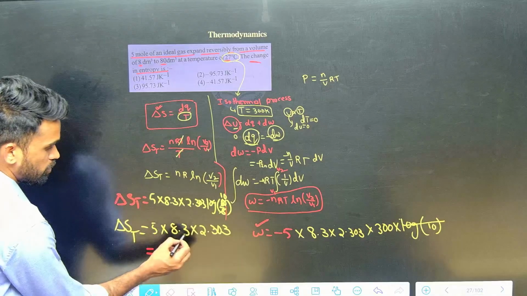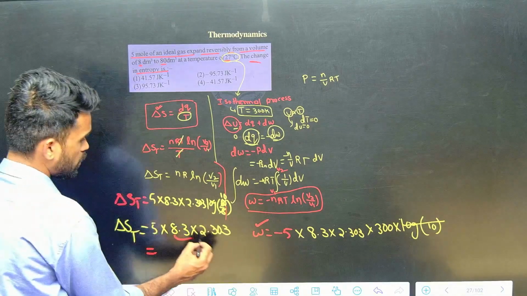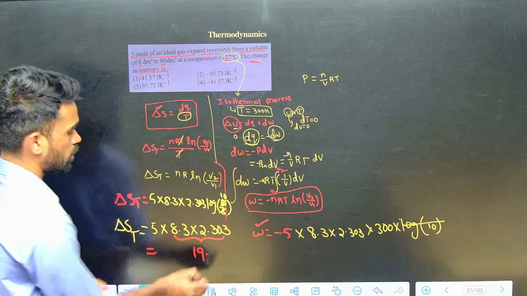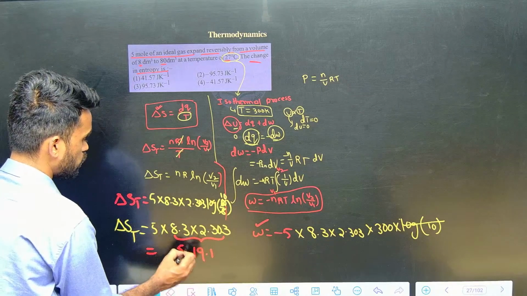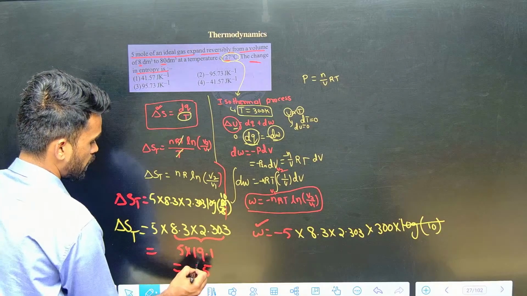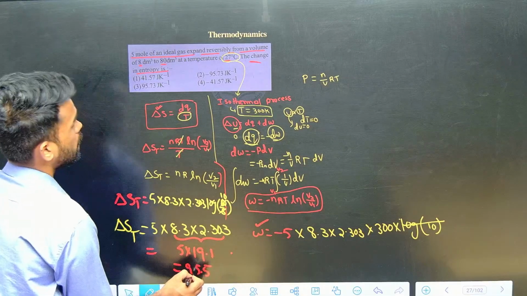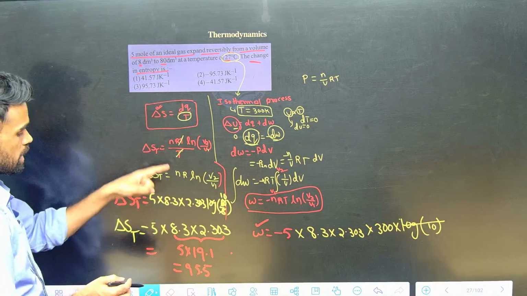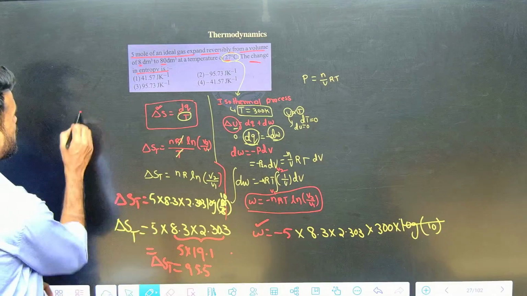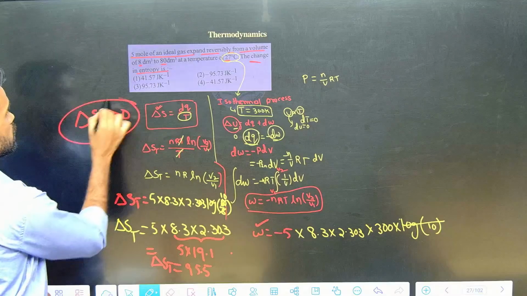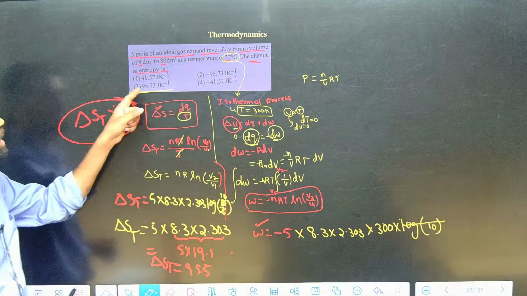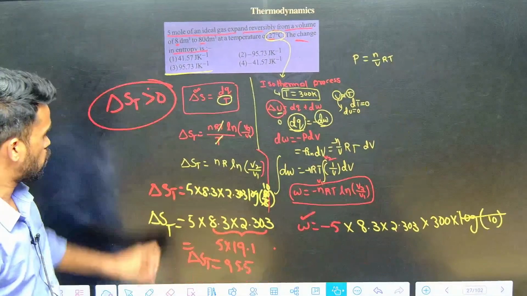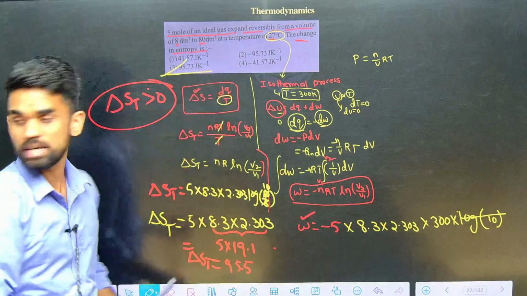Now look at this. 8.3 into 2.303 gives you around 19.1, and into 5, this will be 95.73. This is expansion, so there is no negative sign anywhere here. Always remember, entropy for expansion is positive, greater than 0. So plus 95.73 joule per Kelvin is your answer for the discussion. Hope this is clear. Clear or not? The third option is the answer we got.